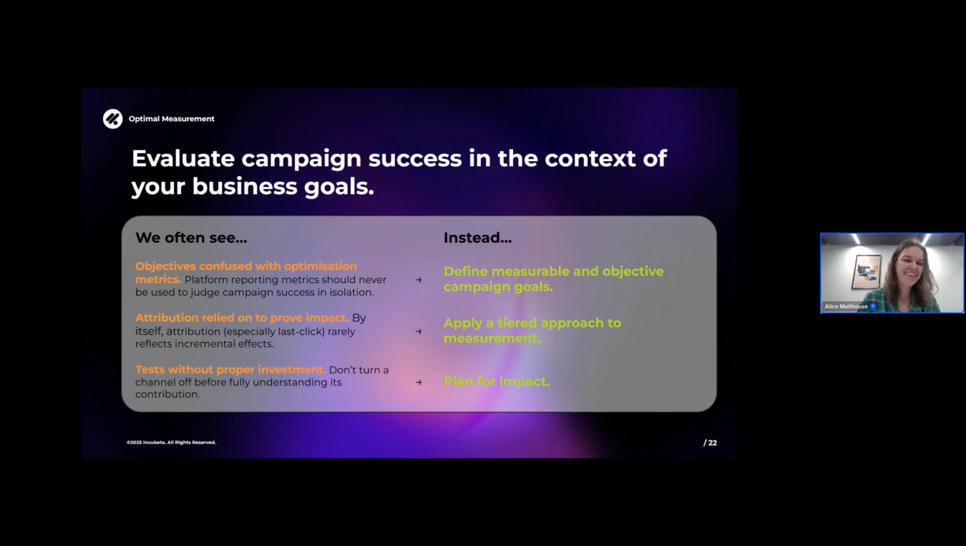And then finally, we often see tests without proper investment. So people want to test lots of different formats and channels because they're excited, especially when there's a new format that's just been released. But if you don't consolidate your budgets, then you're going to be trying things without measuring them properly and then perhaps turning them off, and you won't know if the campaign has really run very well or not. So you need to plan your campaign so you do have impact.